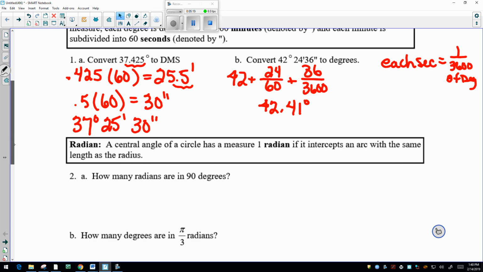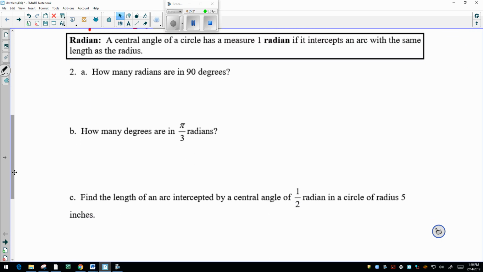Okay, moving on to some radians. A radian, we just want to make sure we understand 1 radian: a central angle has 1 radian measure as long as it intercepts an arc with the same length as the radius. Conversions that we did back in Algebra 2, converting from radians to degrees and degrees to radians.